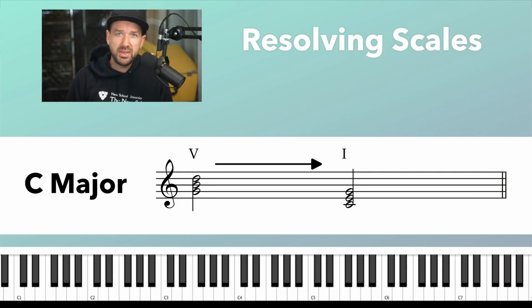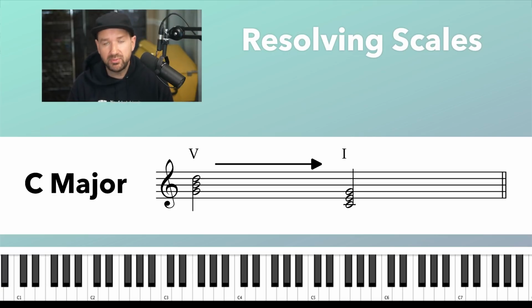So I want to talk about resolving scales. What does that mean? Aren't all scales resolving scales? In a sense, yes, but there's a very specific way that we can use scales to help us resolve our 5/1 resolutions. Now, everybody knows, right? 5/1 resolutions, G to C in the key of C, like a G7. It's one of the first chord changes we learn, if not the first, all over music, all over time and space. It's just one of the most powerful grounding chord progressions that there is.